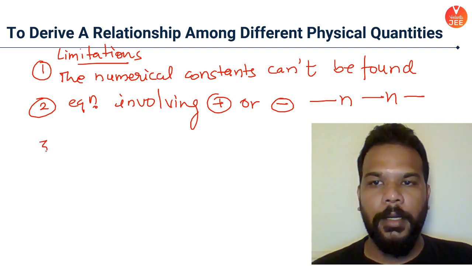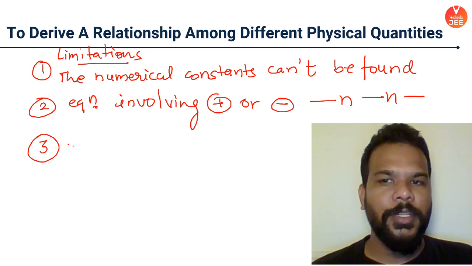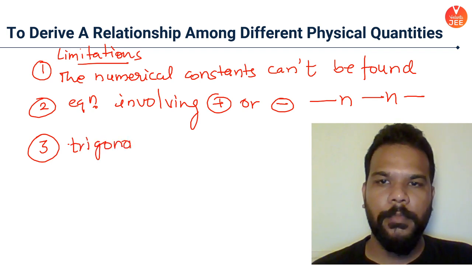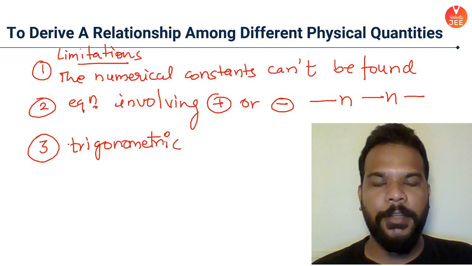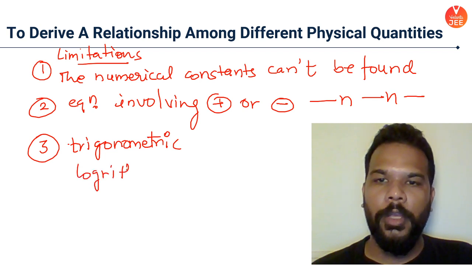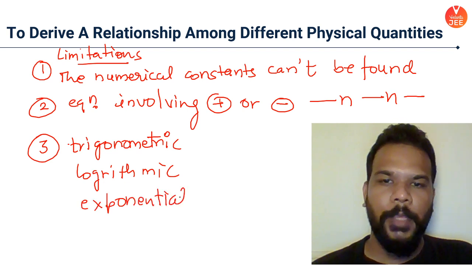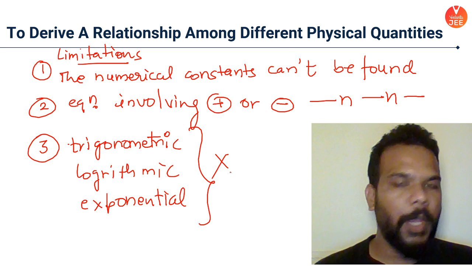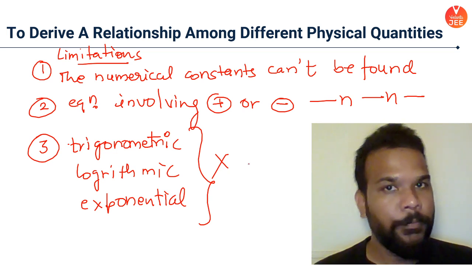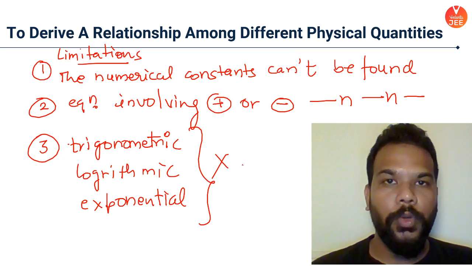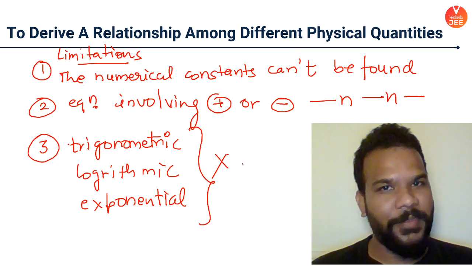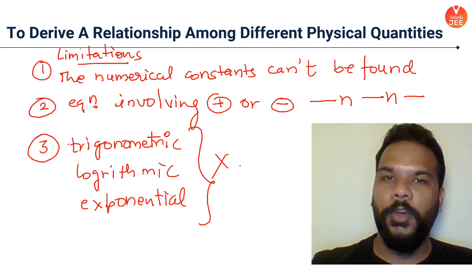Okay, and third and the last one is that equations which involve trigonometric functions, or logarithmic function, or I say exponential function. Any equation which involves these type of functions cannot be derived by using dimensional analysis application third. Okay, please remember these three are very important points. So we'll be able to derive very simple type of formulae, and I'll try to explain it to you with the help of examples. Okay, guys, stay tuned and try to solve along with me.